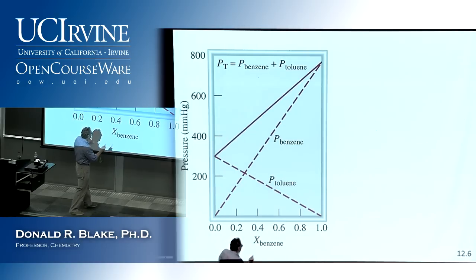Now we're looking at what this was at 0.6 for toluene. The rest has to be 0.4. So now what is the contribution of a mole fraction of 0.4 from benzene? 300. Okay, so you add them up, 200 plus 300 is 500.